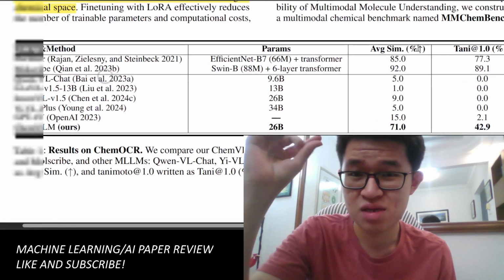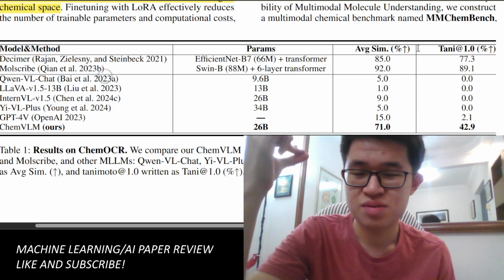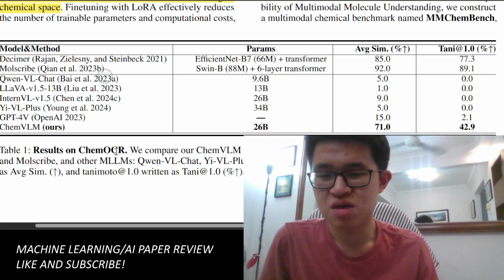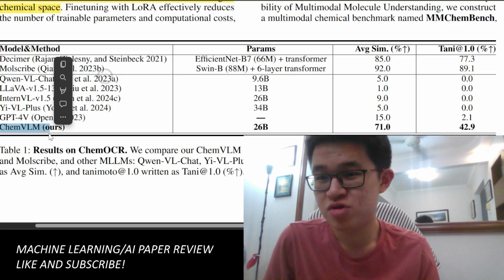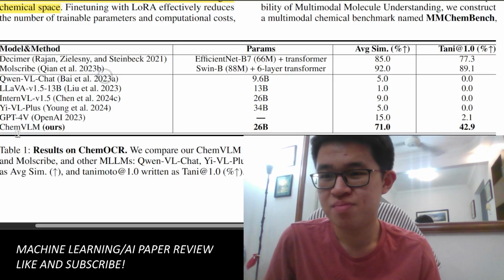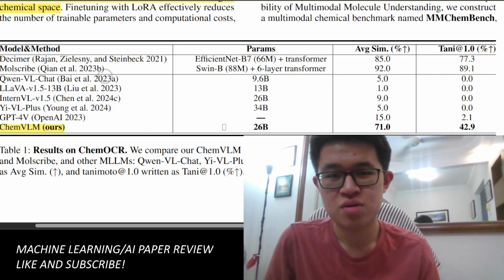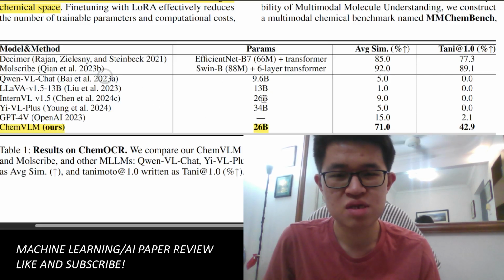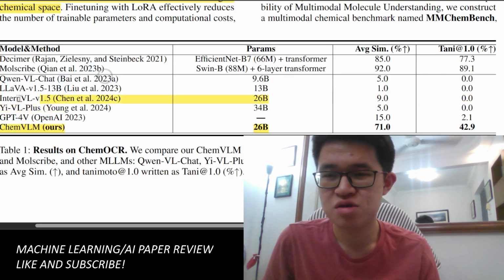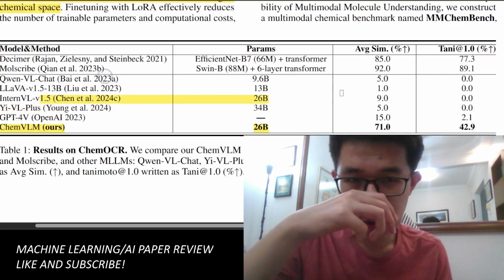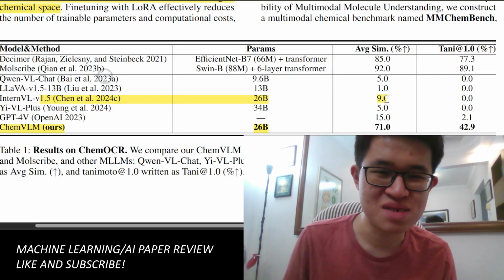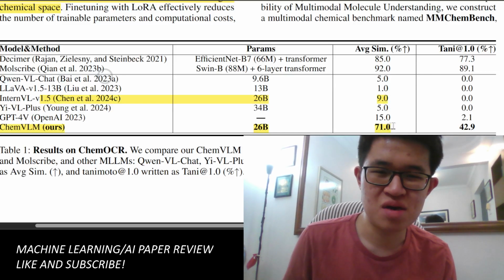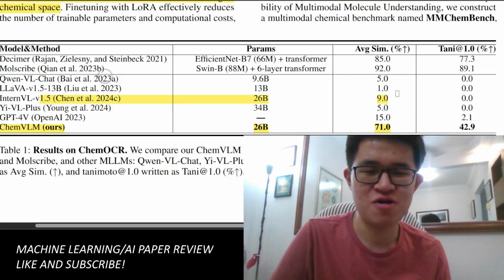All right, and now the evaluation part right here. So, okay, results on OCR. Okay, so they compare their approach, which is ChemVLM, right here. As you can see, their number of parameters is comparable with InternVL 1.5, and you can obviously see that their accuracy is dramatically better, right?